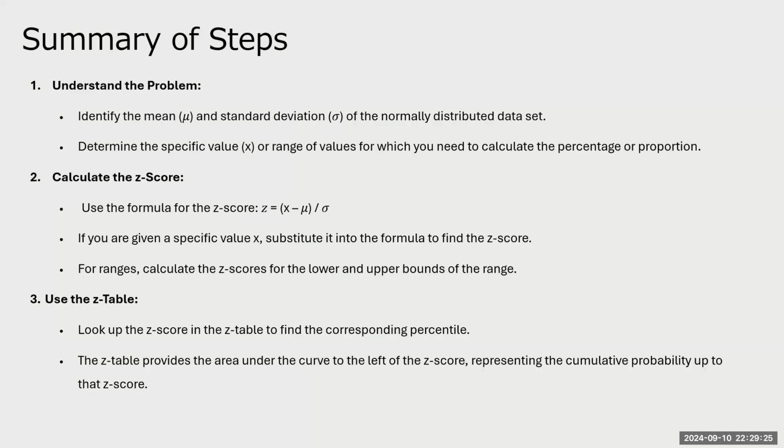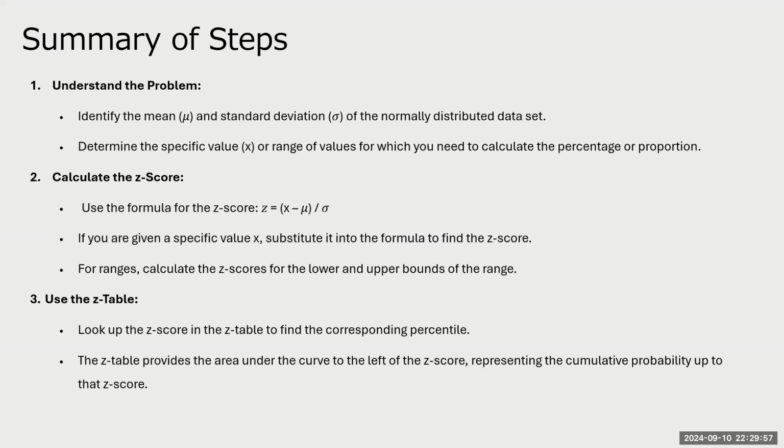So to summarize the steps, first we have to understand the problem. What is the population mean? What's the standard deviation of the normally distributed data set? Then I'm going to determine the specific value or range of values that I need to calculate the percentage or the proportion of. Then I'm going to calculate the z-score using the formula for z-score. Z equals the raw score minus the population mean divided by the population standard deviation.